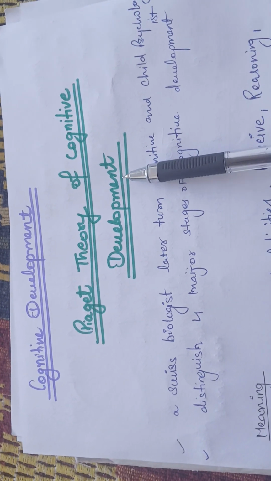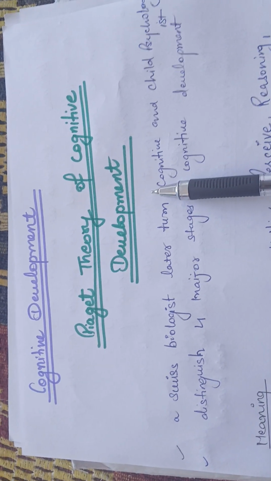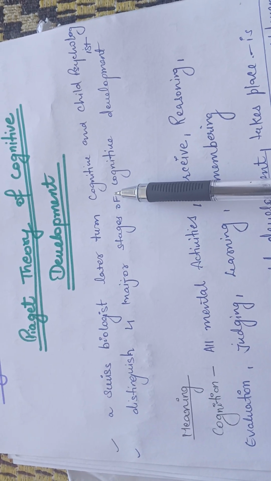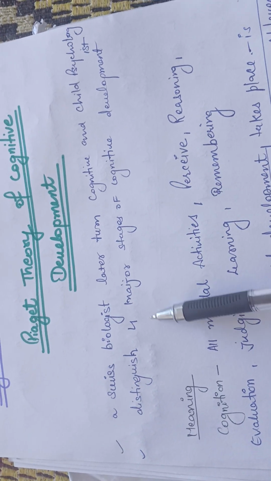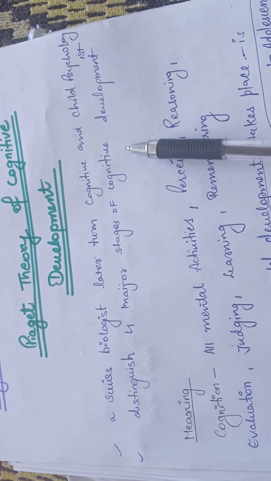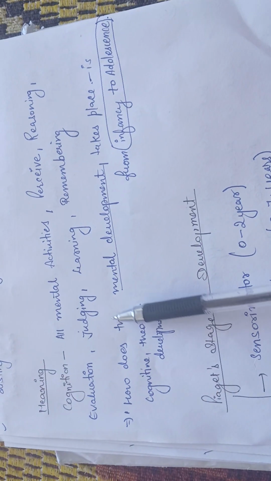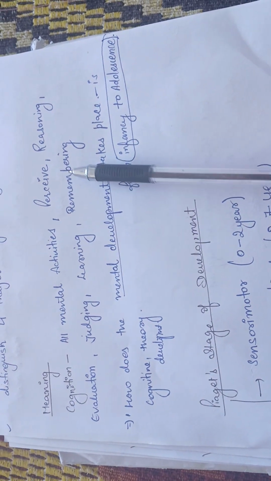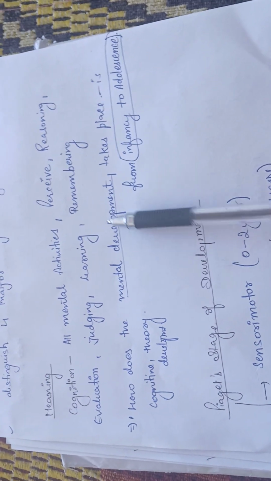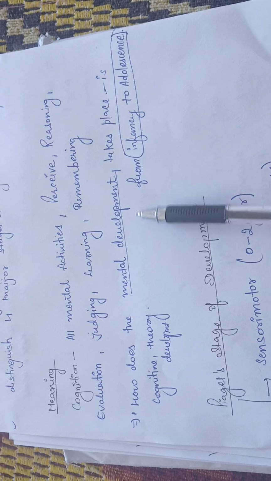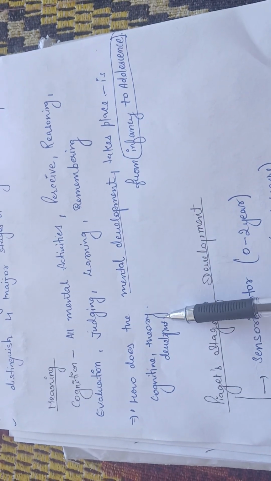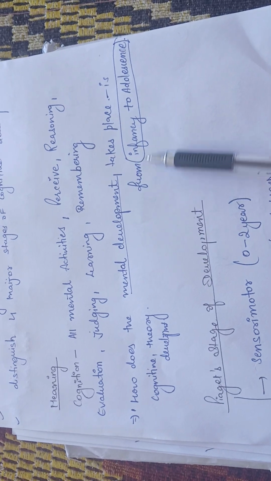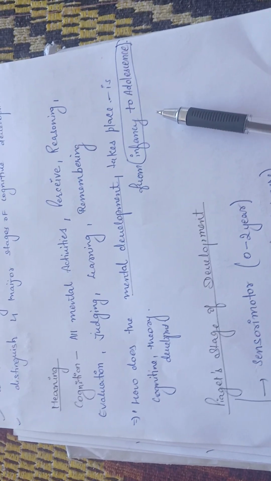Cognitive development, Piaget's theory of cognitive development. Piaget was a Swiss biologist, later turned cognitive and child psychologist. He distinguished four major stages of cognitive development. Cognition means all mental activities, which can be perception, reasoning, evaluation, judging, learning, and remembering. So, cognitive development theory is how mental development takes place from infancy to adolescence.